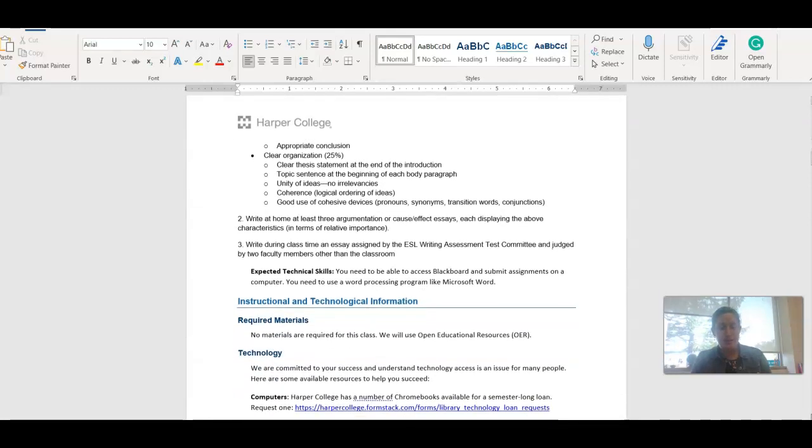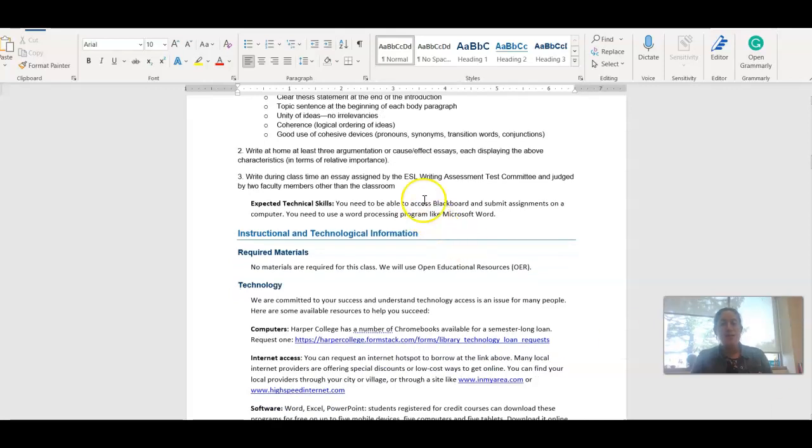I don't want to read all of that. So we do expect you to be able to access Blackboard and submit assignments on a computer, including typing all your essays with correct formatting and submitting them on Blackboard. There's no book required for this class. That's another question that several people asked me. We use open educational resources, and that means that everything is available on Blackboard online.